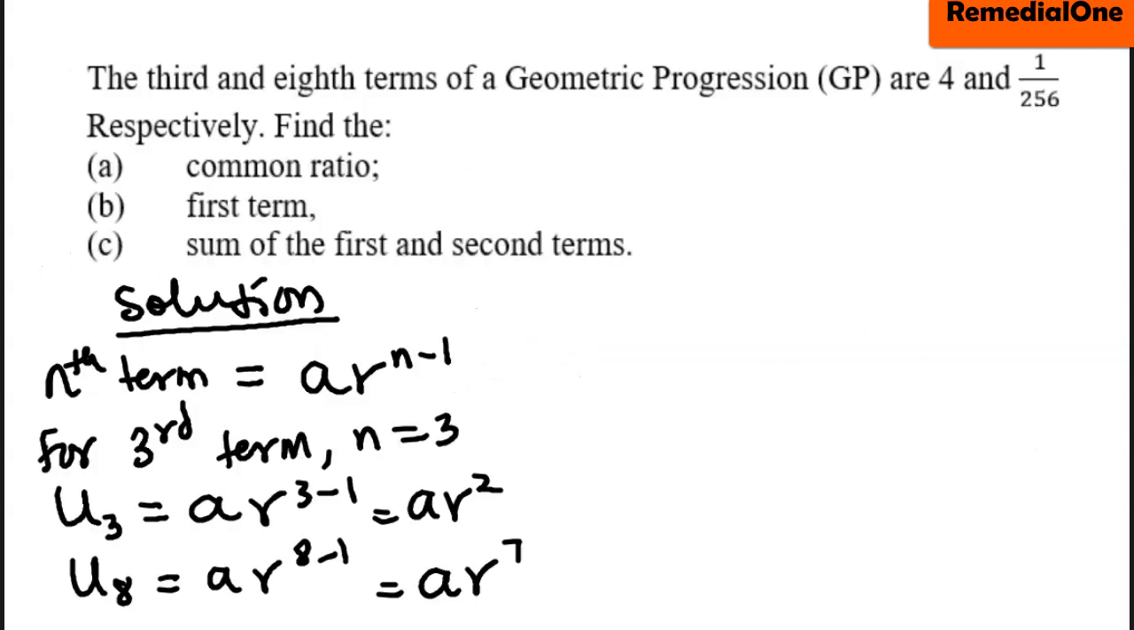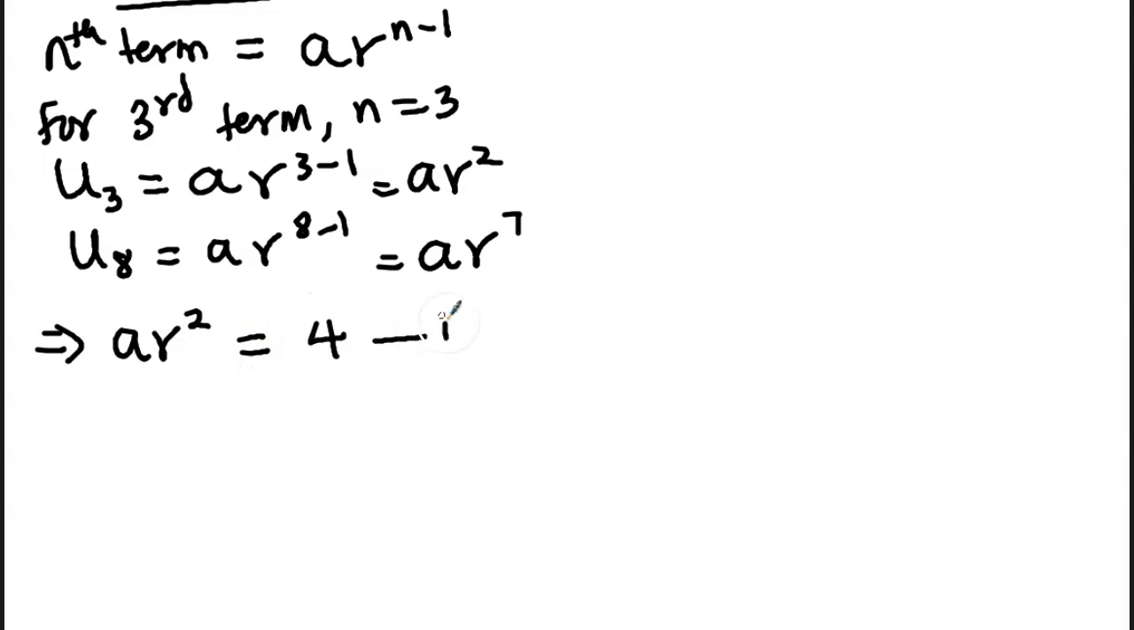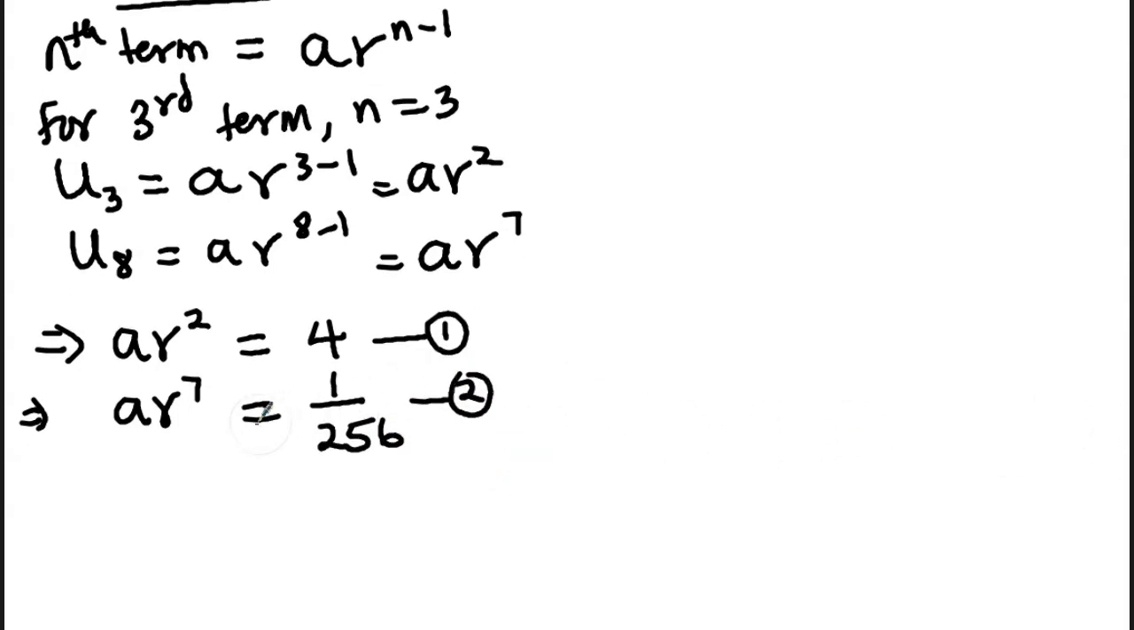From the question, the third term is equal to 4. So this implies that A R to the power 2 is equal to 4. Let's label this as equation 1. A times R raised to the power 7 is equal to 1/256. This is our second equation. So we have to find the first term and the common ratio.